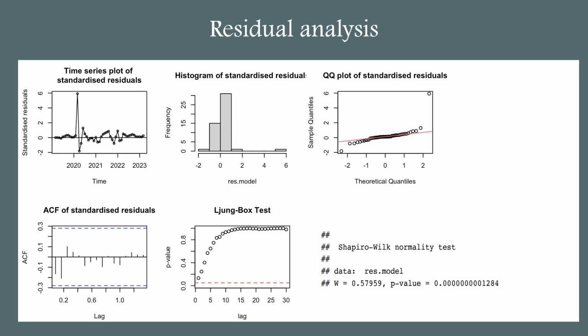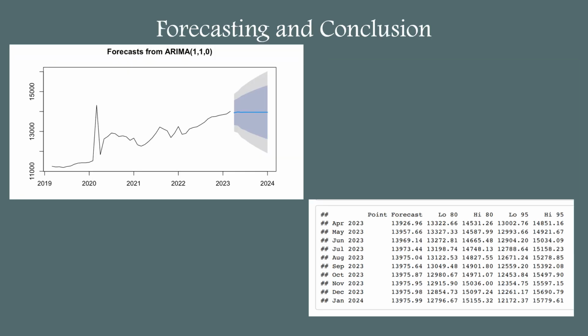The ACF plot of the residuals shows that there is no significant autocorrelation, which is good. The Ljung-Box test shows all the p-values above the reference line and further confirms that there is no significant autocorrelation in the residuals. And hence, from all the analysis done, we can conclude that ARIMA 110 is the best fitting model.